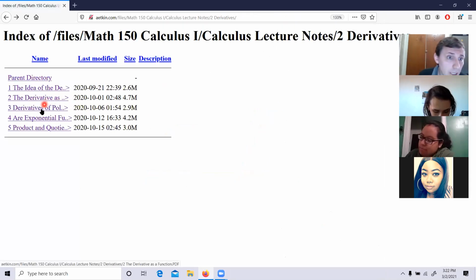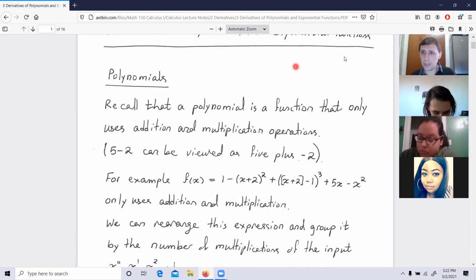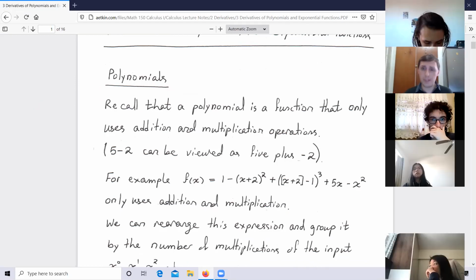All right, where are we now? The derivatives of polynomials. Notice we're approaching the end of this chapter. Well, after trigonometry is when I will announce your exam.